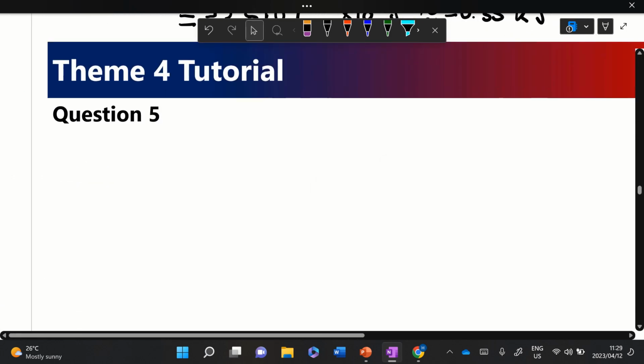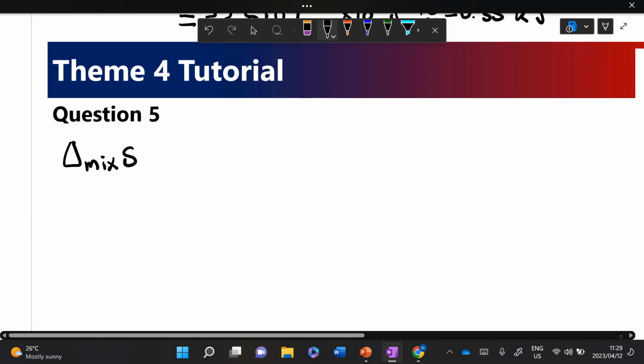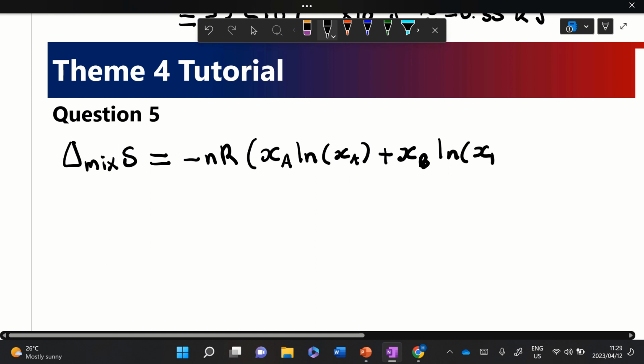Okay. Then for the entropy of mixing, delta mix S, you can use one of two things. You can calculate it from minus nR times xA ln xA plus xB ln xB. That's the general way to do it. So you can actually calculate n. You can use PV equals nRT. You have the information to do that.